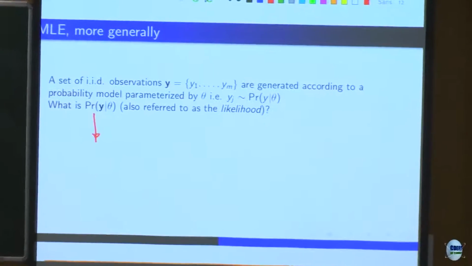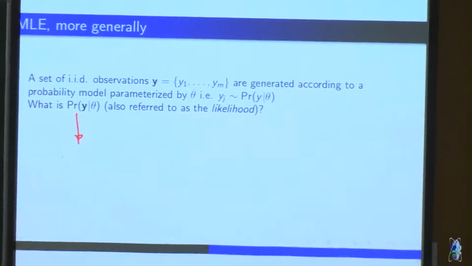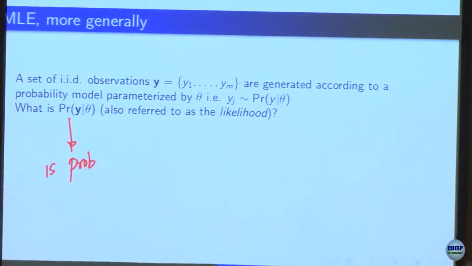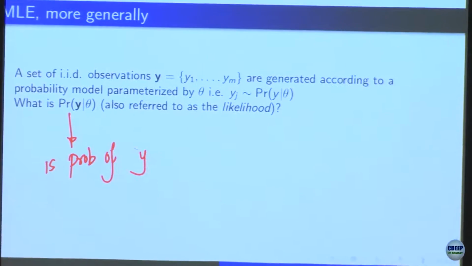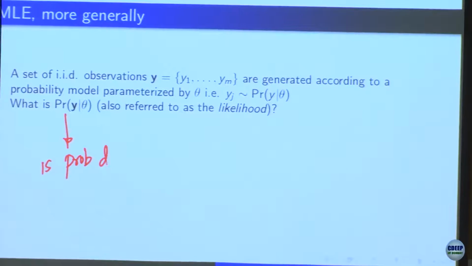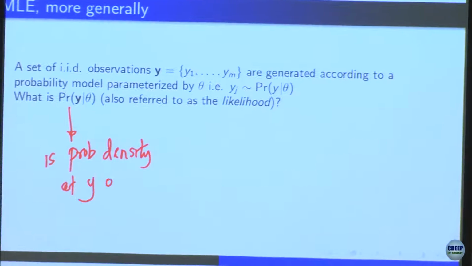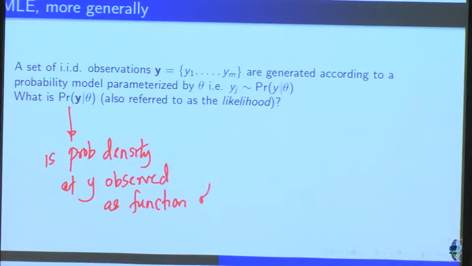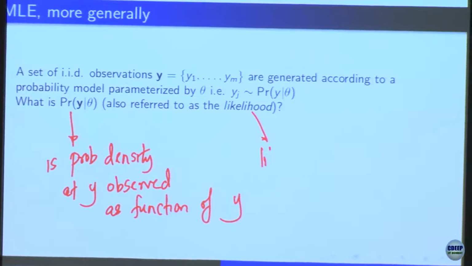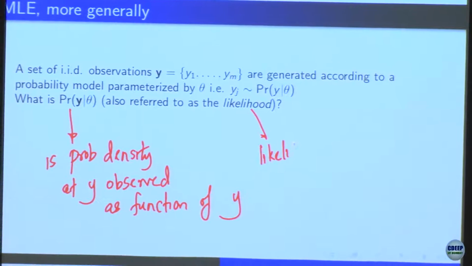So again, I would like to remind you, p of y given theta is the probability density at y when observed as a function of y, and it is likelihood when observed as a function of theta.